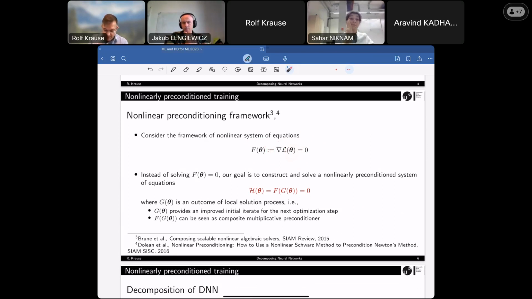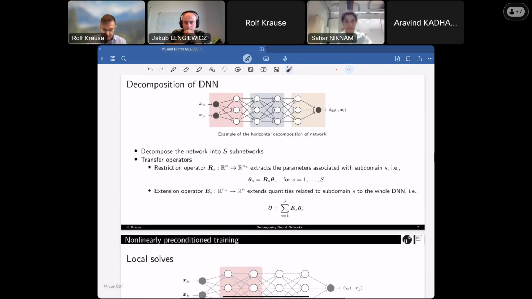What we do is we take our nonlinear function and we do some right preconditioning. So we construct an approximate inverse function g, which is somehow acting on the weights. And then we try to minimize this function h because we believe it's easier to minimize h than the original f. And this g is constructed locally. And how do we do this locally? We simply do the following.